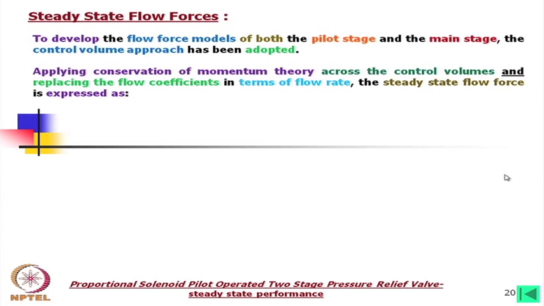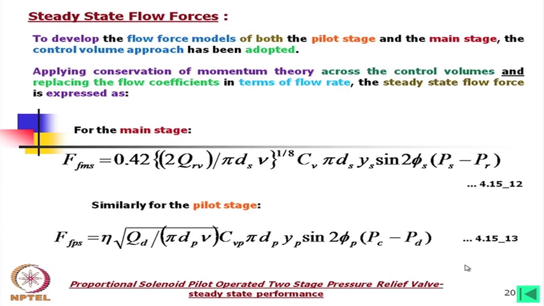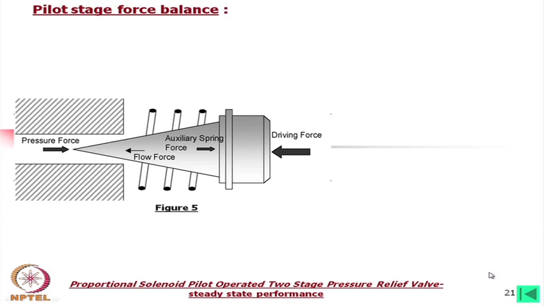Now, for the steady state flow forces model for both pilot stage and main stage, the control volume approach is adopted. Now, we have to find out the flow forces. So, the main stage flow forces can be expressed like this. This is again using the flow force equation, we have to arrive at that, but I think we need to explain this in a little better way. So, maybe we shall continue in the next day.